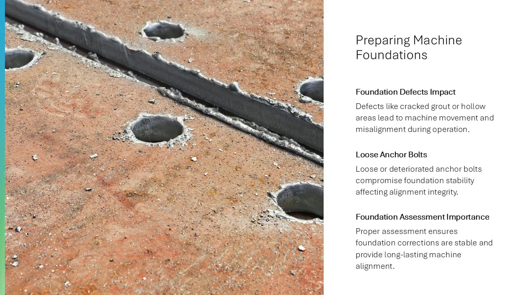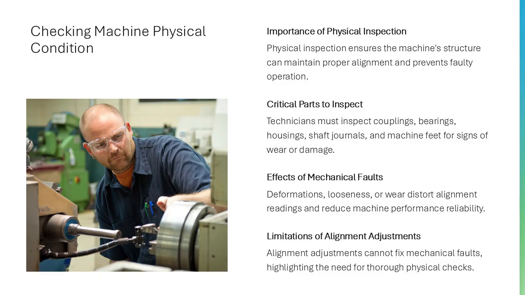A machine's foundation affects alignment integrity. This slide describes checking for cracked grout, deteriorated concrete, loose anchor bolts, or hollow areas beneath baseplates. Foundation defects cause machine movement during operation, leading to variable misalignment. Proper foundation assessment ensures corrections are stable and long-lasting. Physical inspection validates that the machine is structurally capable of holding alignment.